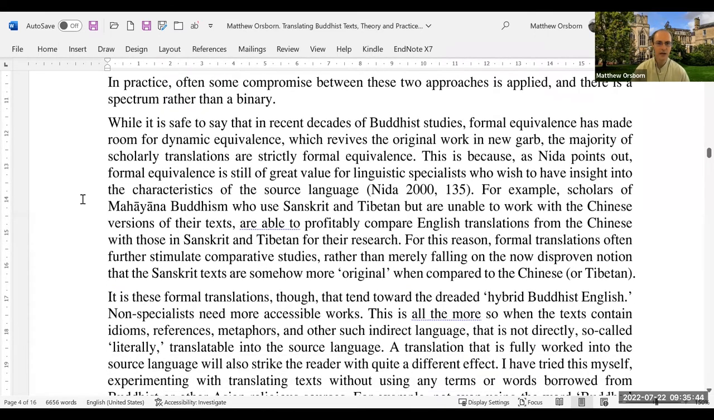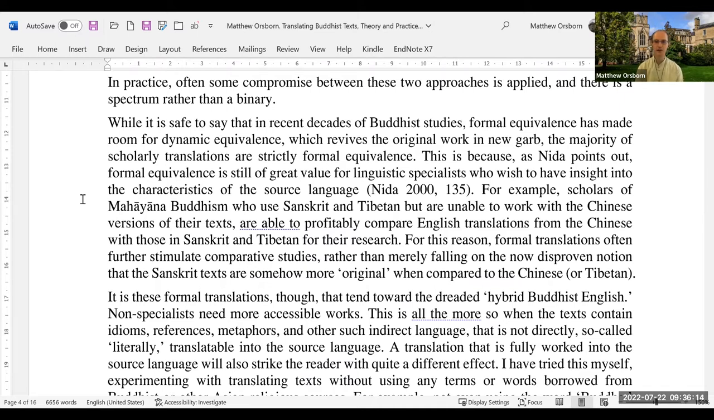Now, it's safe to say that in recent decades of Buddhist studies, formal equivalence has made room for dynamic equivalence, which revives the original work in new garb. The majority of scholarly translations are strictly formal equivalence. Now, I should note here, often when people talk about literal translations, really there's no such thing. But we might say that what we normally call a literal translation falls into this category of a formal equivalence, okay? So keep that in mind.